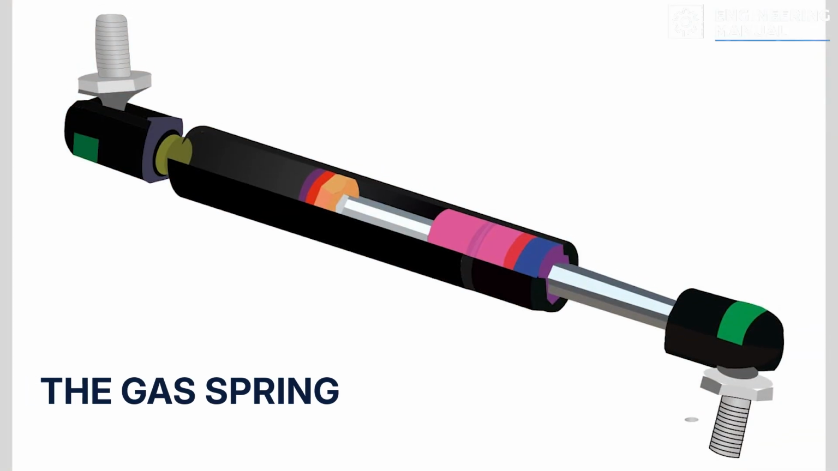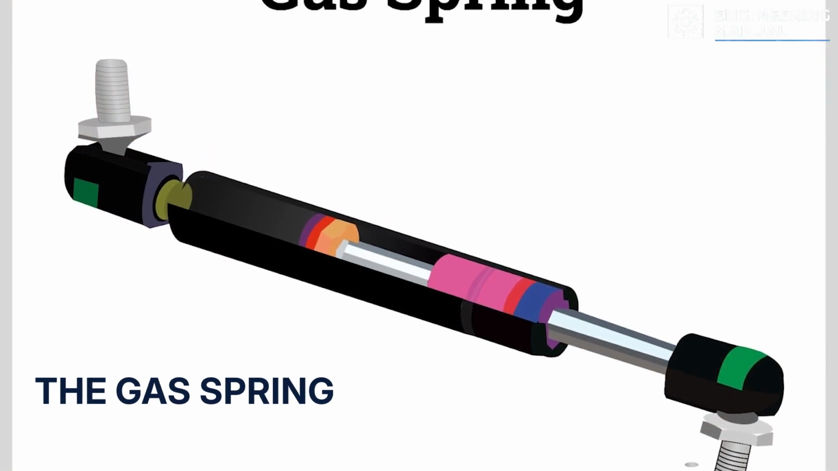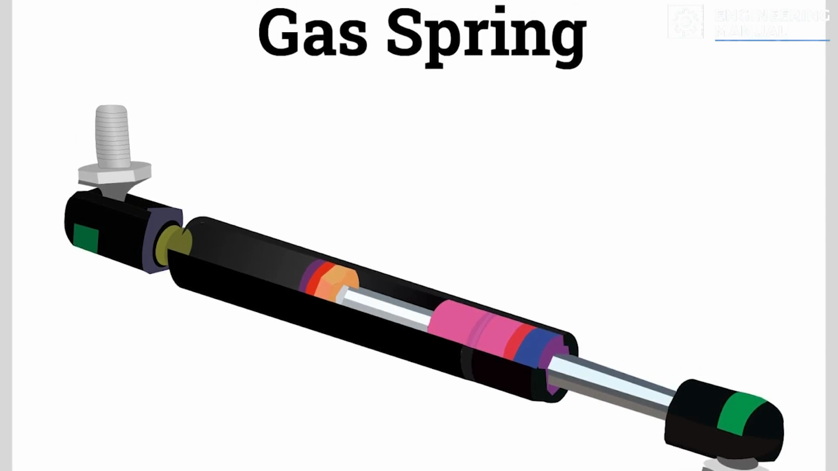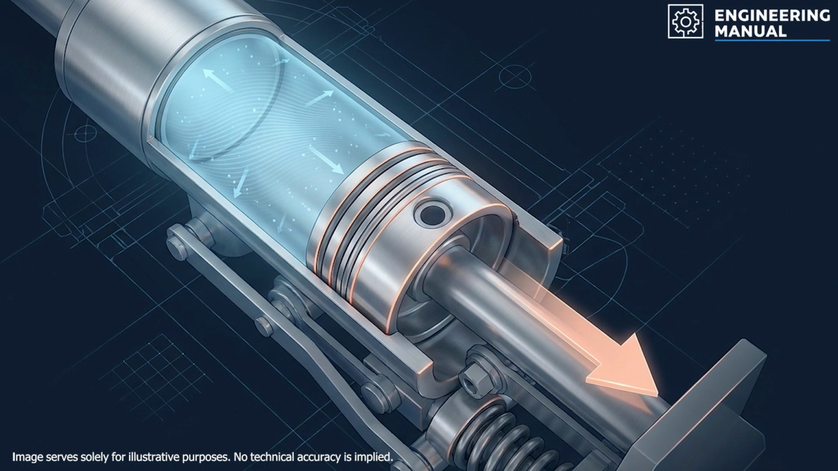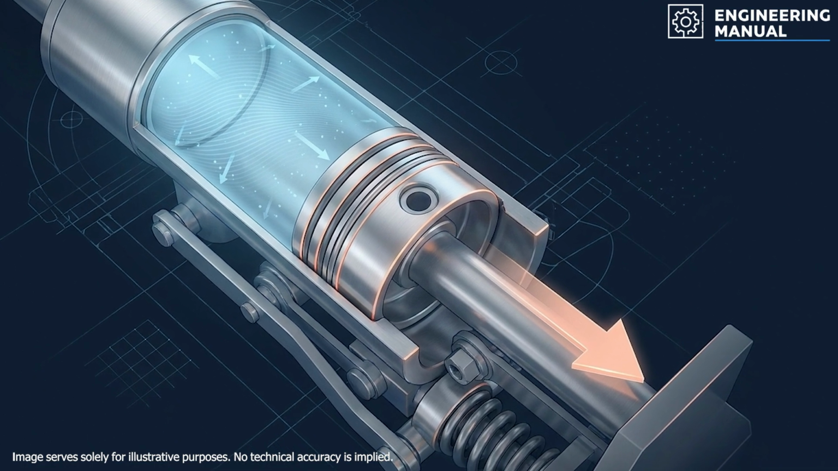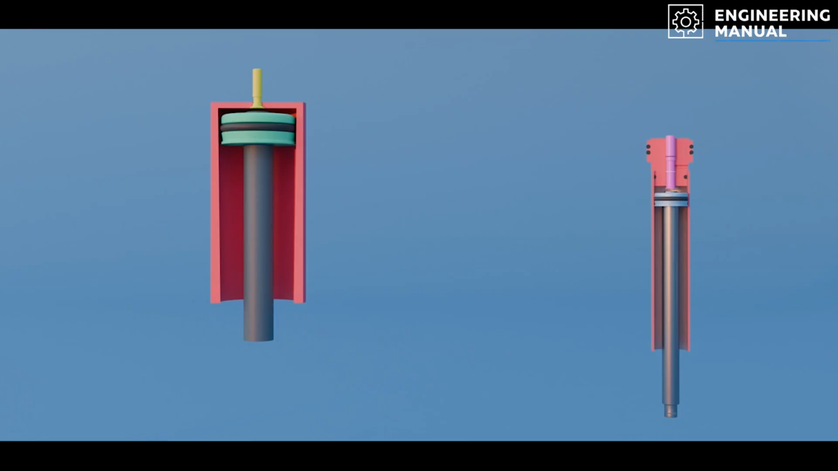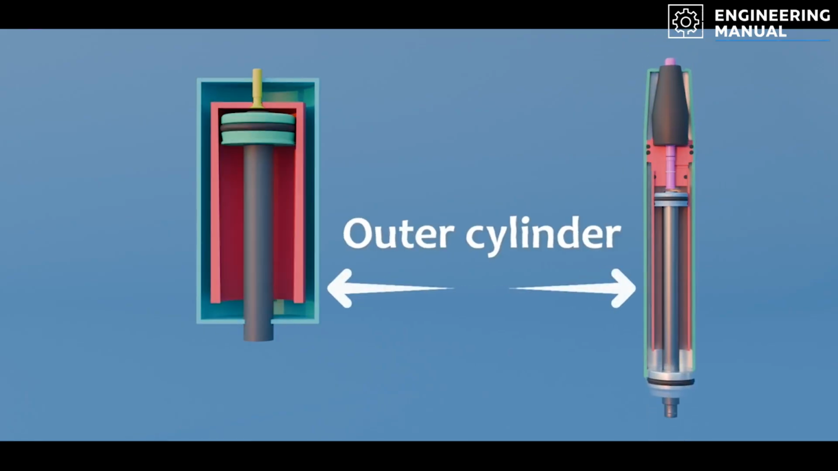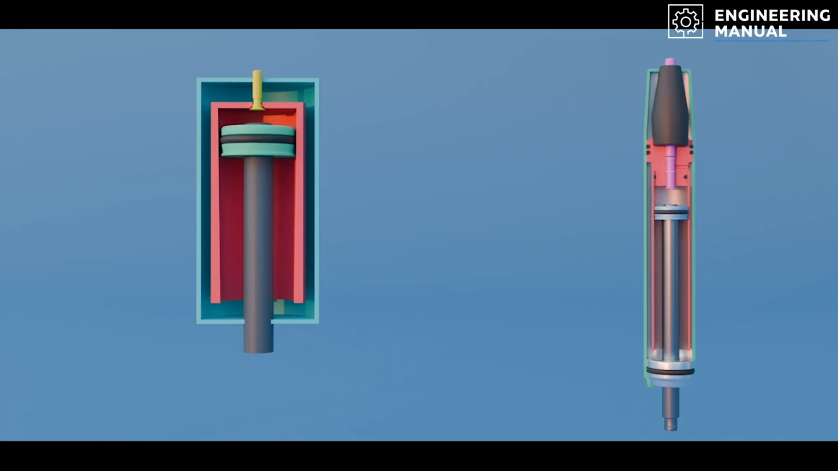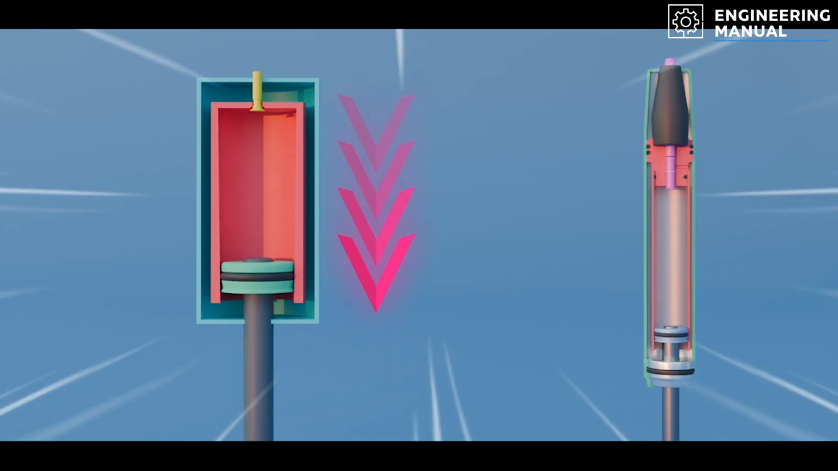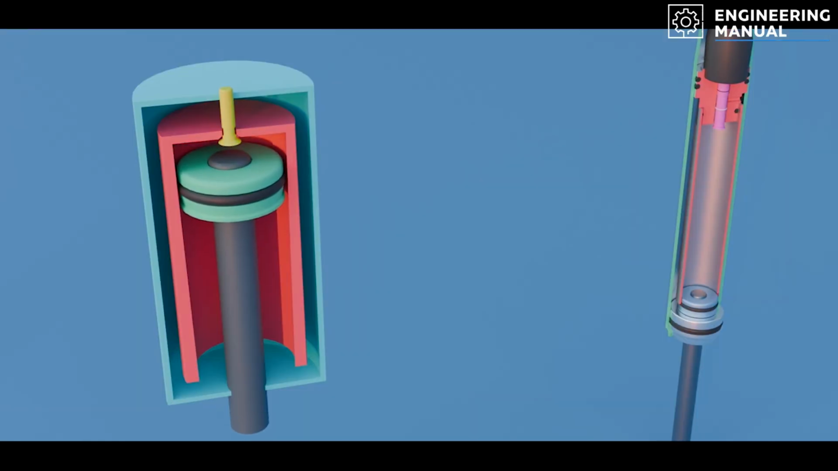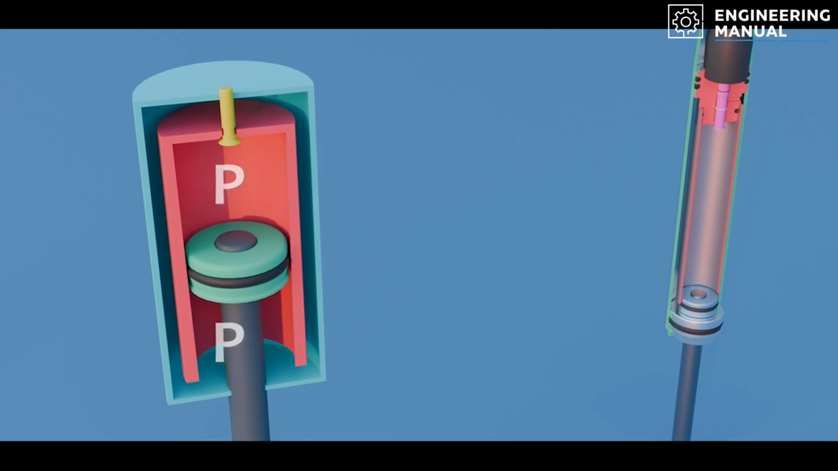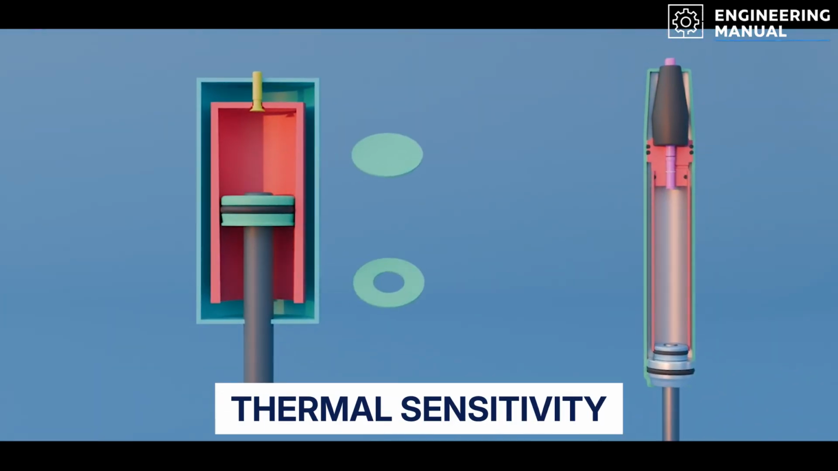The gas spring stores most of its energy in compressed gas rather than elastic deformation of metal. A sealed cylinder contains pressurized nitrogen, with a piston converting volume change into force output. The governing relationship is thermodynamic, not purely mechanical. Output force is determined primarily by gas pressure acting over the effective piston area, with pressure varying according to compression ratio and temperature. This introduces a fundamentally different constraint: thermal sensitivity.